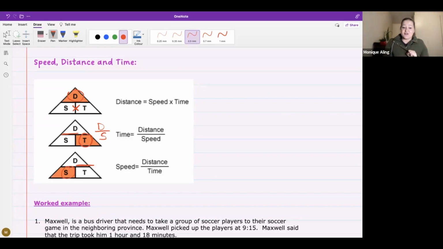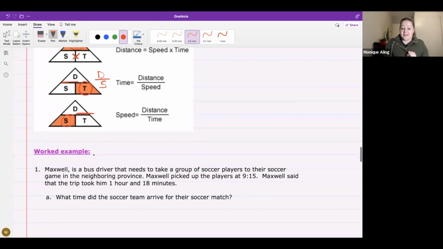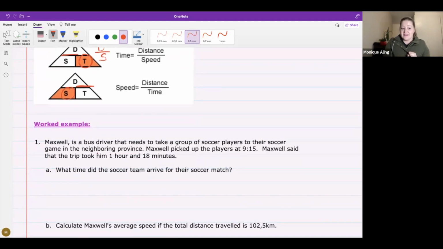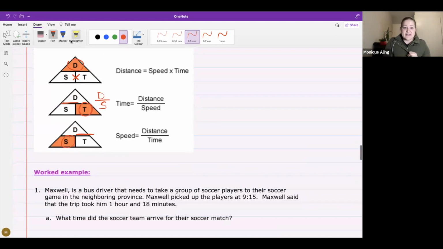Okay, so let's try a worked example together. I don't know if you guys want to quickly take a screenshot or if you have these formulas already.